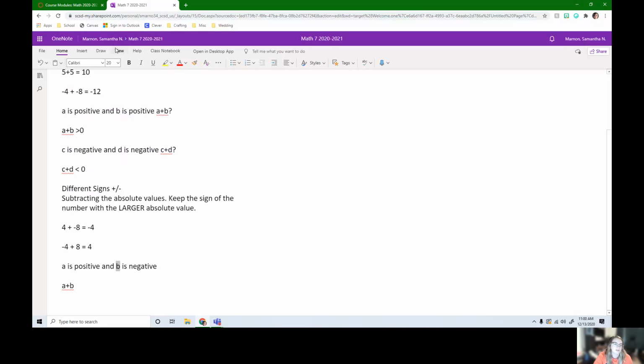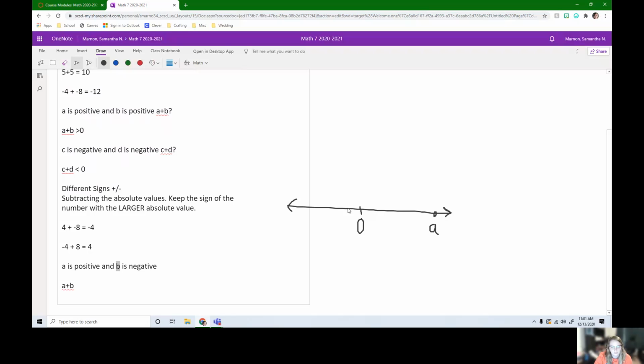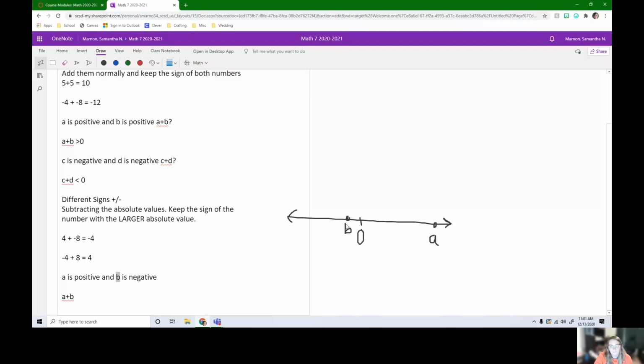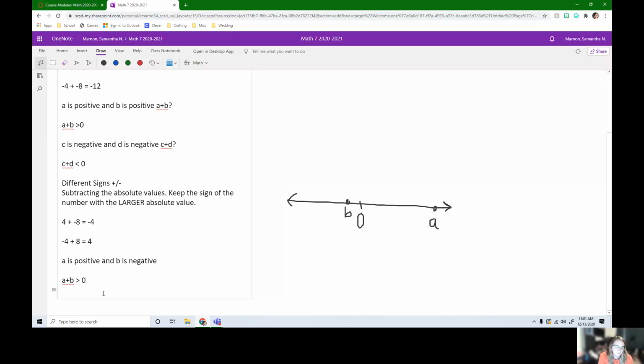Sometimes they might show this on a number line. I'm drawing this with my mouse, so please forgive my lines. Here's 0. If they put A way over here and B right here, we can see that B is closer to 0. It's going to be smaller than A, closer to 0, smaller absolute value. In this case, we can say that A plus B is going to be positive. A has a greater absolute value, so this is going to be positive, greater than 0.